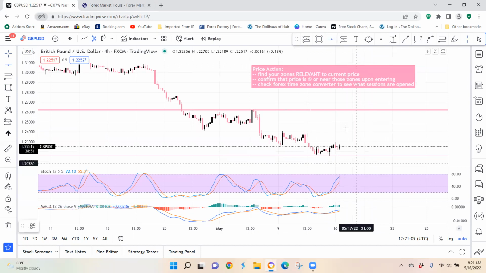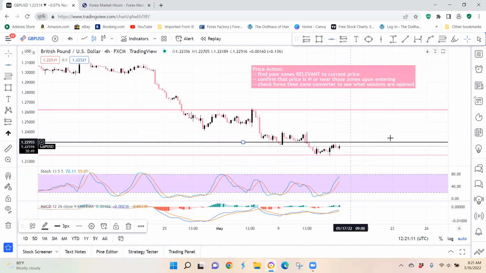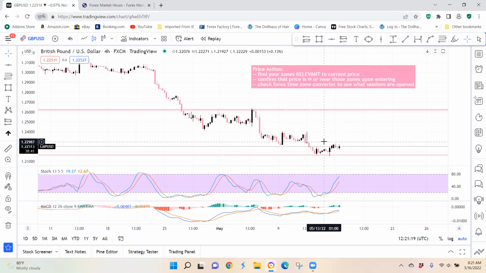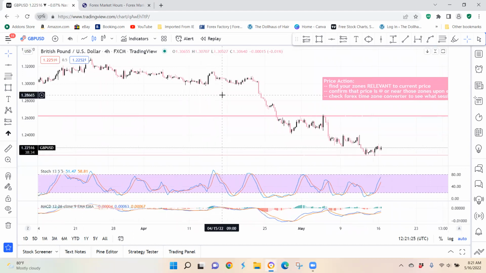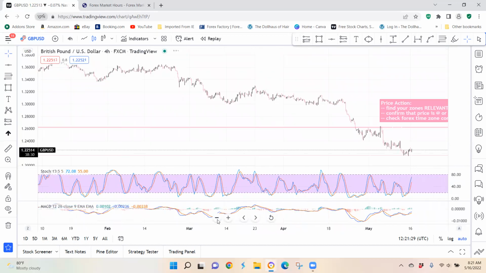Some traders even get their entries as high as up here, so just a little bit higher, but I wouldn't go past that point. I try to get my entries at my zone. That's just my strategy, my preference. Now, like I said, I want to confirm these zones just to make sure this is a good area for this zone to be.